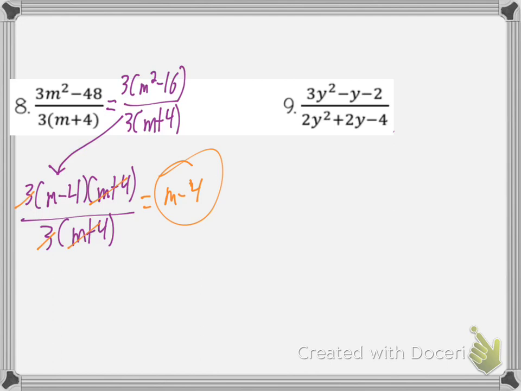Moving on to number 9, 3y squared minus y minus 2, all over 2y squared plus 2y minus 4. We're seeing some trinomials here, and we don't get to use the shortcut on either of them. That's okay. Let's start working on the top here.